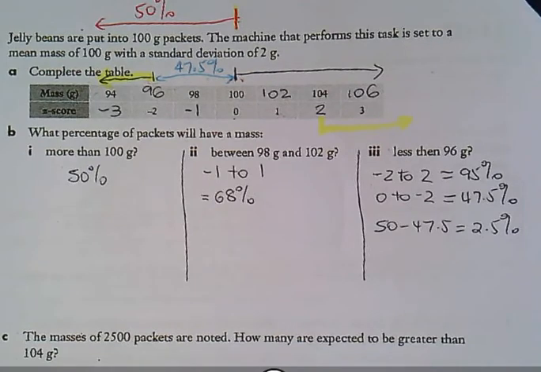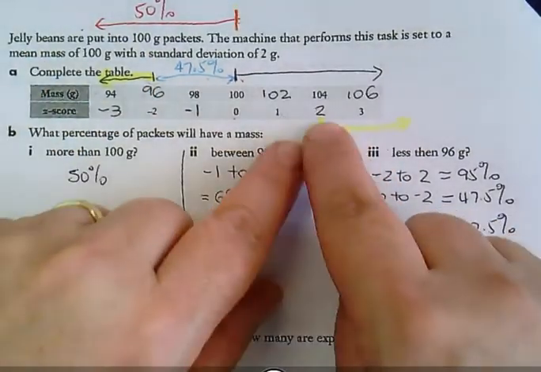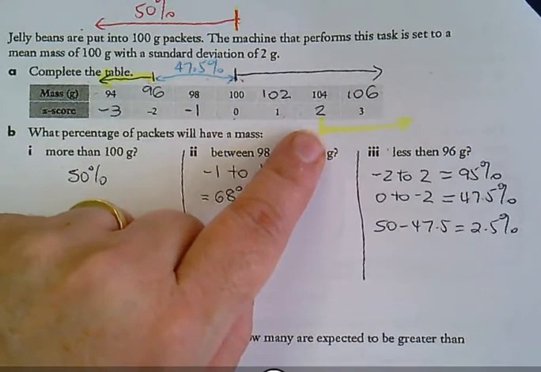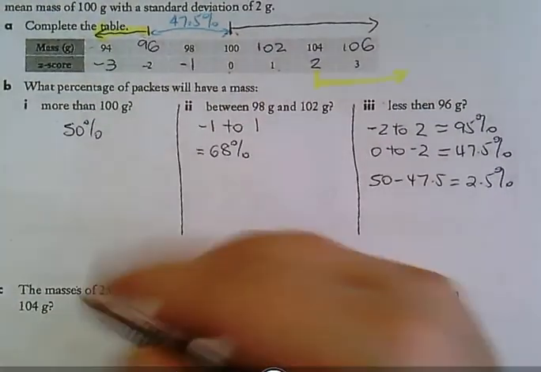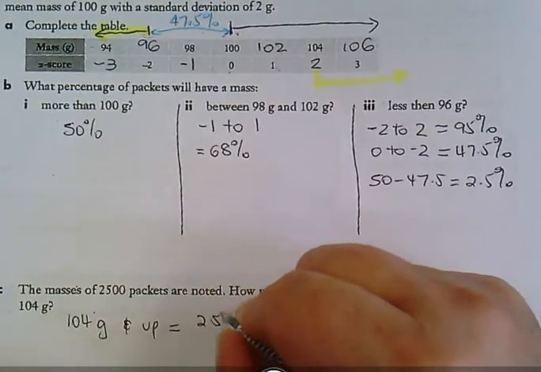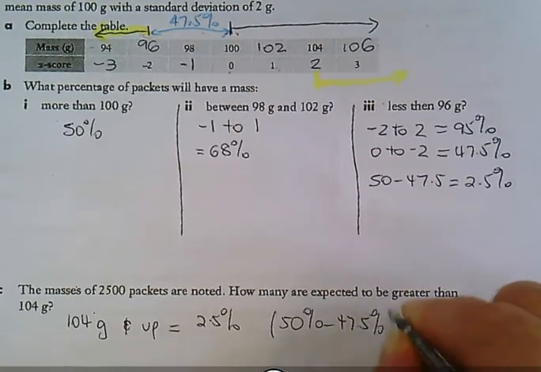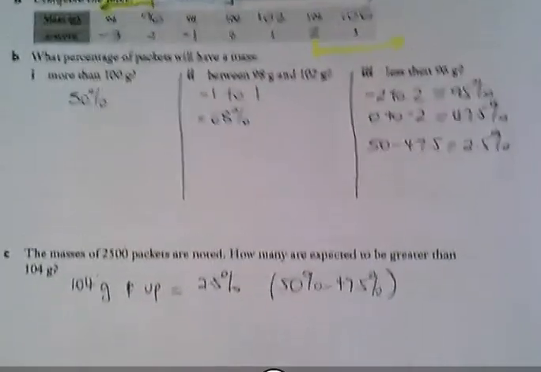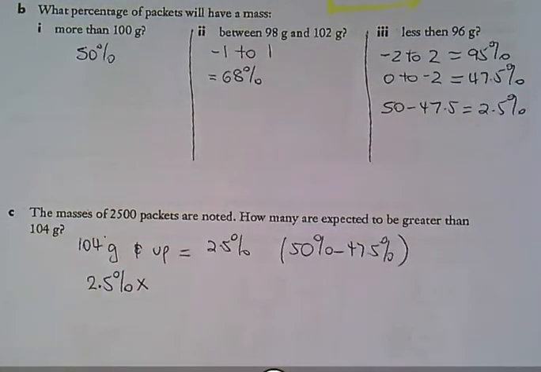Yeah, it's the same value as, look, you know -2 down was 2.5%, 2 up is also 2.5%. Yes, it's the same. So from 104 grams and up, that's 2.5%. How did we get it? It's 50% minus 47.5%, like we did before. All right, it's symmetrical. So what do I do? 2.5% of what? 2,500 is all the packets. 2.5% of them should be way bigger than 104 grams.